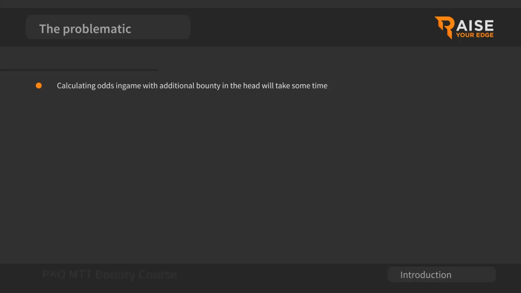And when a bounty is involved, so when you're playing a PKO, for example, then you will have to take the value of this bounty in chips. So first recalculate this in chips, then add this to the pot, then you're getting new pot odds, and then out of those new pot odds, you have to calculate the equity again. And this calculation in game will take some time.